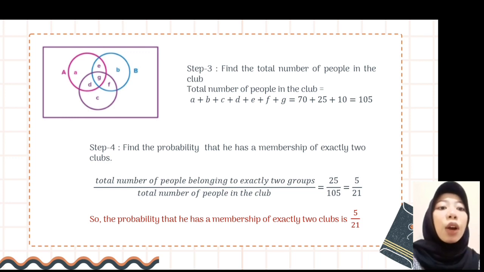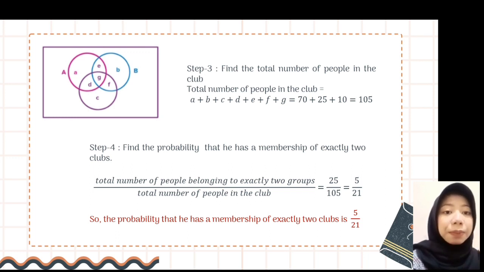And then step 4, find the probability that he has a membership of exactly two clubs. We should calculate the number of people belonging to exactly two groups over the total number of people in the club equals 25 over 105 equals 5 over 21. So the probability that he has a membership of exactly two clubs is 5 over 21.